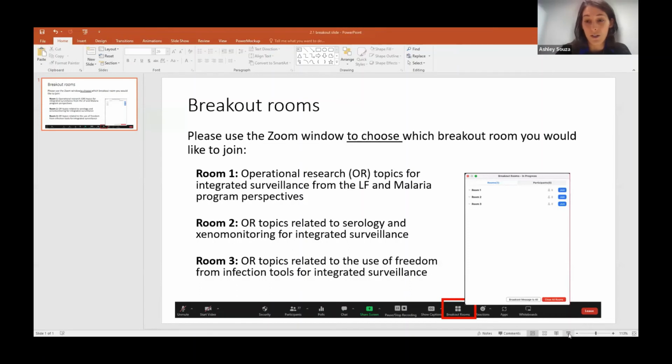Sorry, I'm just trying to get to slide share mode. And you are going to be asked to choose your breakout rooms.